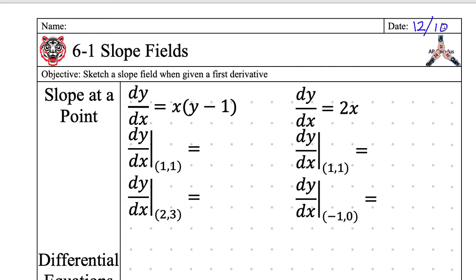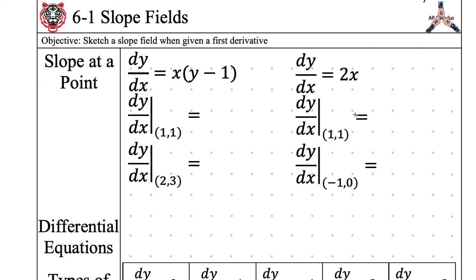Sketch a slope field given first derivative. Yep, there it is, derivative. So I'm always going to be giving you some dy dx. That means I'm giving you the first derivative. And it will probably have an x and a y, and sometimes it'll just have an x. And you're going to be plugging in a bunch of points.